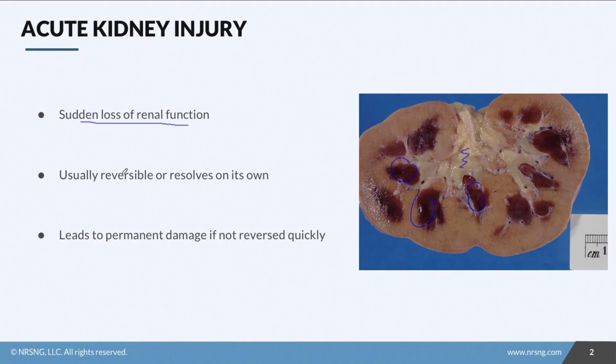Now, it's usually reversible on its own within about 1 to 2 weeks. Now, it also can be prevented. So think about that when we start talking about the causes here in just a minute. If we aren't able to reverse it, or it doesn't reverse quickly on its own, it can lead to permanent damage and cause the patient what's called chronic kidney disease, or CKD, which is what we're going to talk about in the next module.